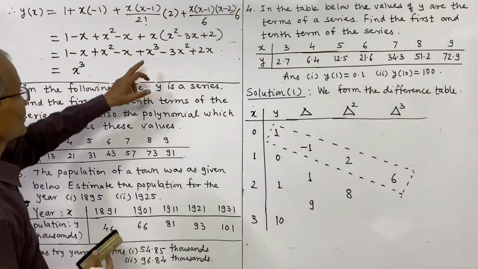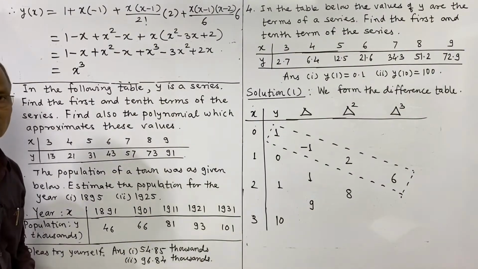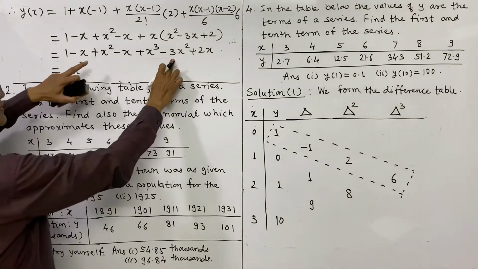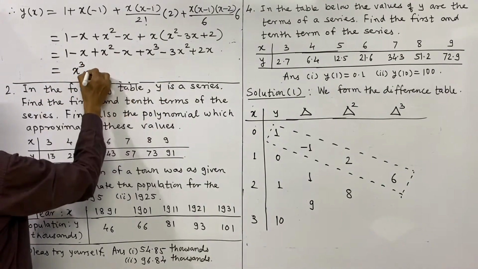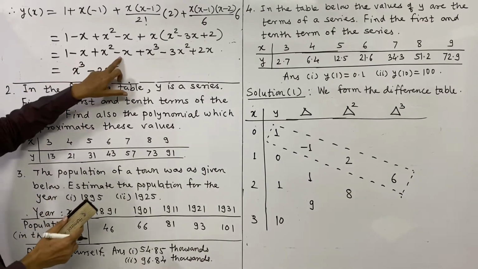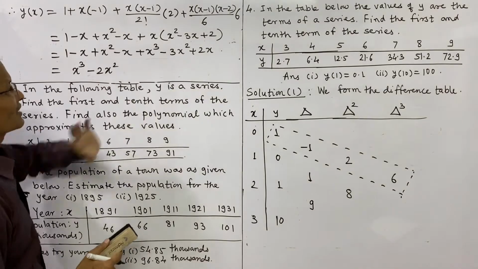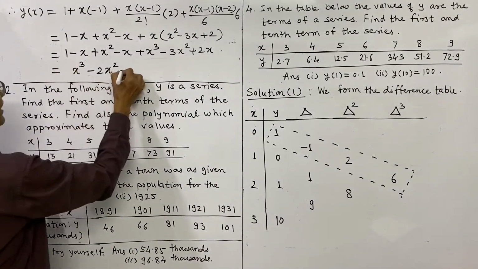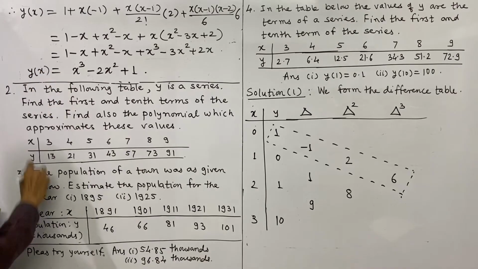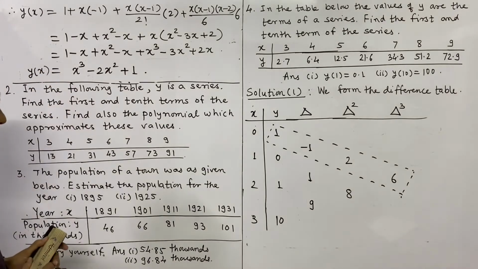The x cube term we shall write first. We will write the terms in decreasing power. X cube, then minus 3x square plus x square, that is minus 2x square. And what are the terms of x? This is minus 2x, the addition of plus 2x cancels, and 1 remains, that is plus 1. So this is the required cubic polynomial that we have obtained.